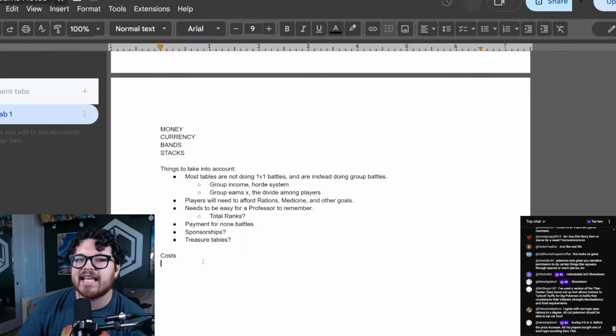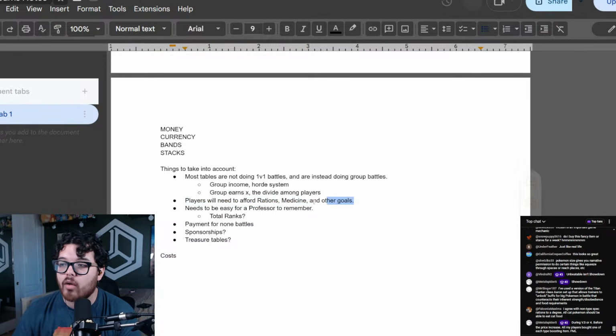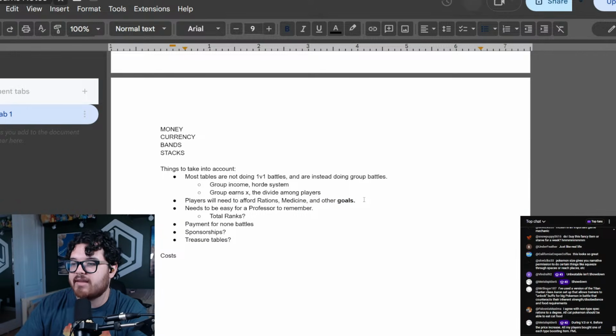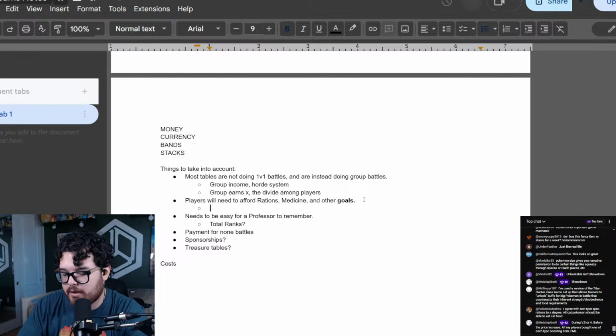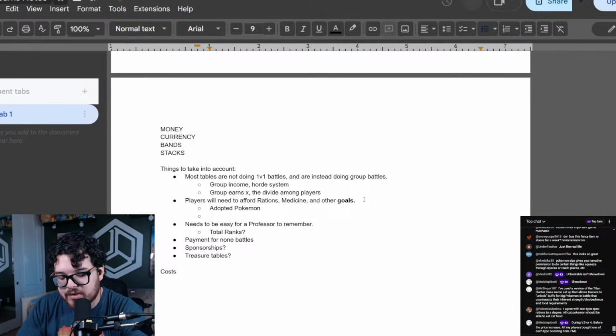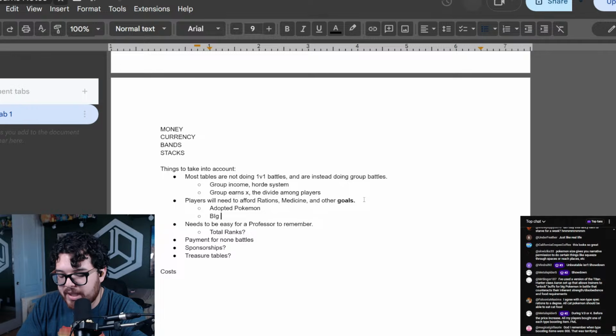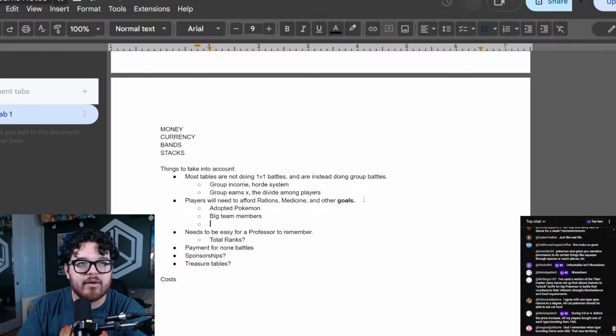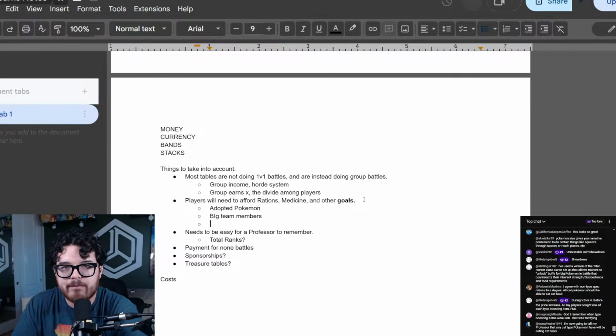They should be treated like that. So that's one of the things to think about with the economy: when we talk about players needing to afford other goals, I wrote goals here because I think goals include a lot of things. I think goals include adopted Pokemon, right? I think goals include big team members like Gyarados, like Charizard, bigger things.